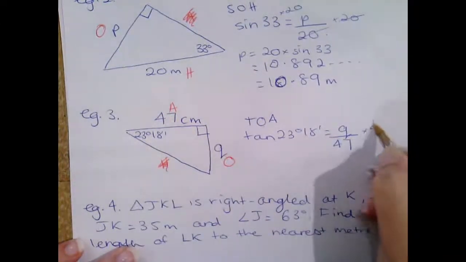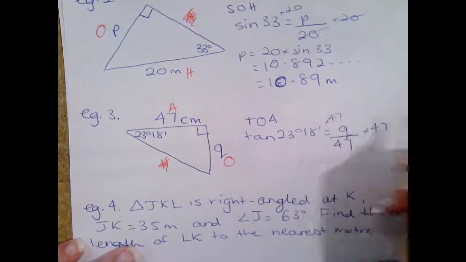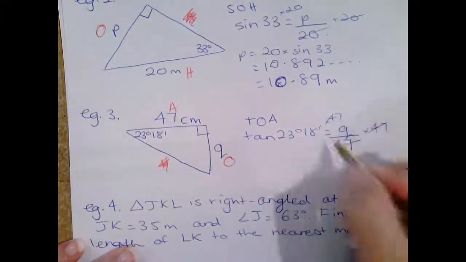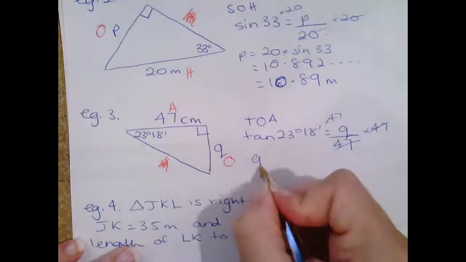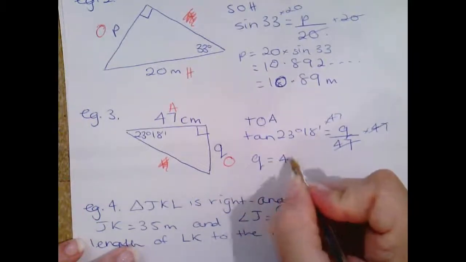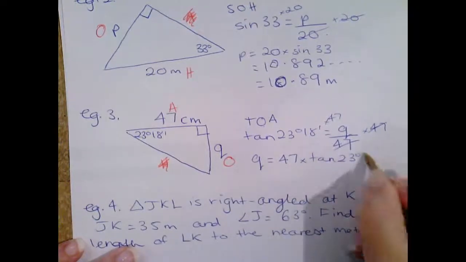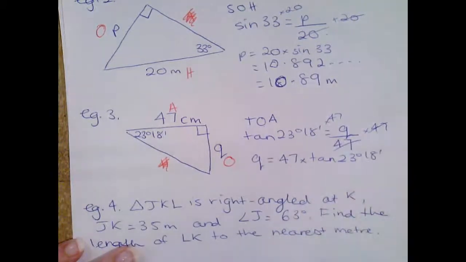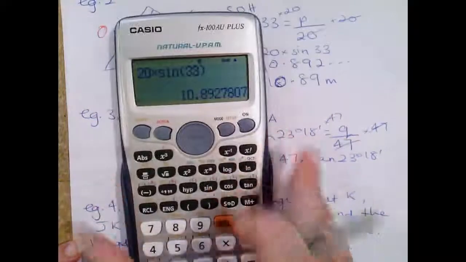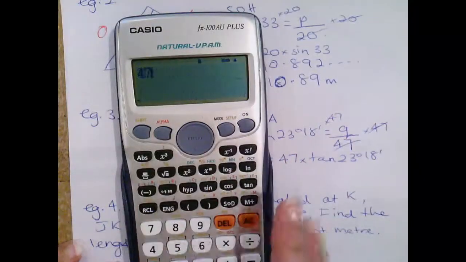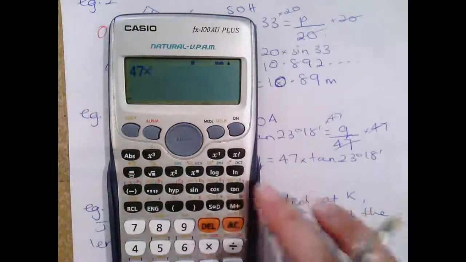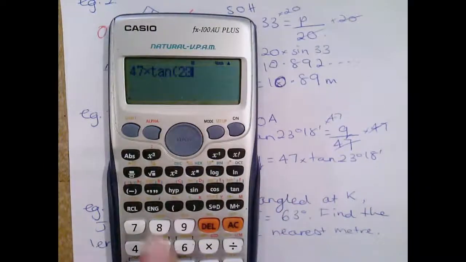Okay, and again, just timesing. And really, once you do a few of these, you don't have to write times 47 all the time. You can just write down Q equals 47 times tan 23 degrees 18 minutes to save a bit of time. Okay, so 47 times tan 23 degrees.